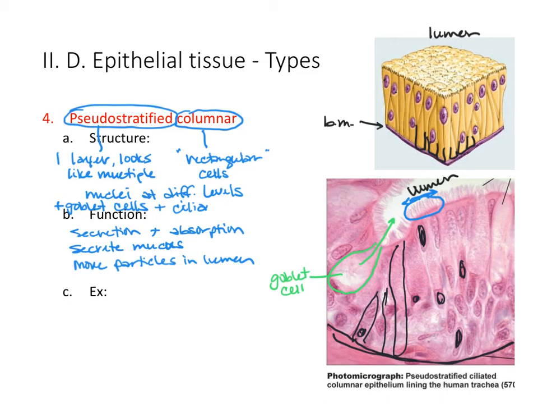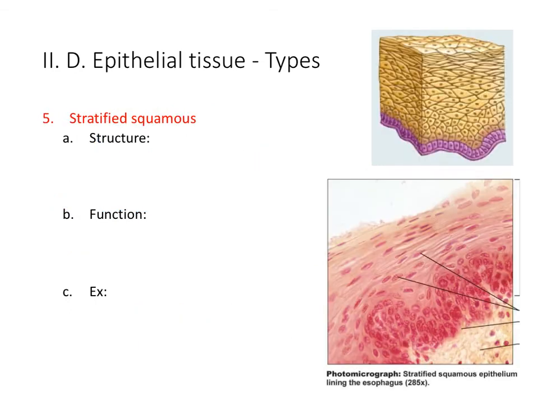So nice examples of places where we'll find pseudostratified columnar epithelium are going to be in parts of your respiratory tract. So not the entire respiratory tract, but something that's called your trachea, which is also known as your windpipe. We'll find this in the larynx, which is also known as your voice box, and then some of the tubes that are going down into your lungs, like the bronchi.